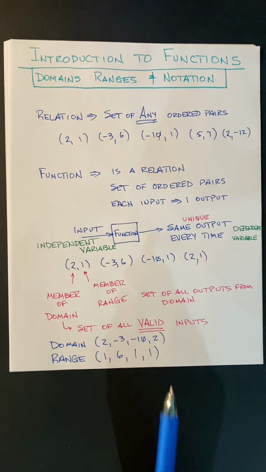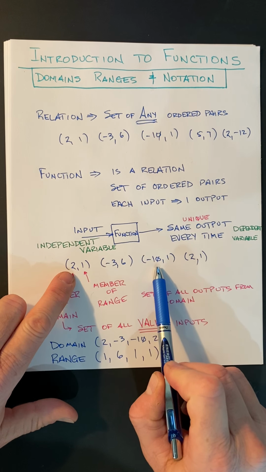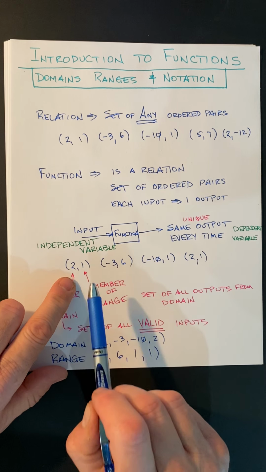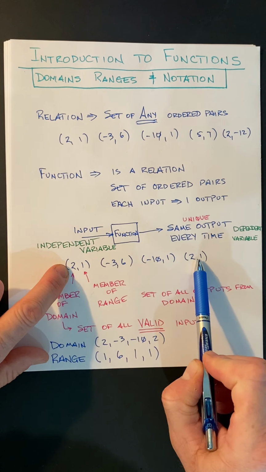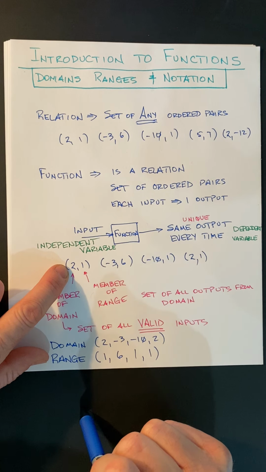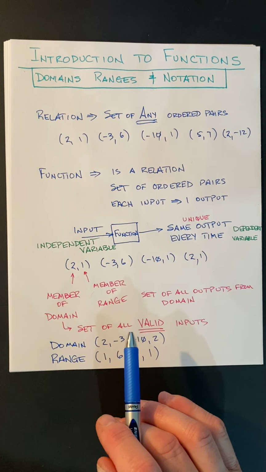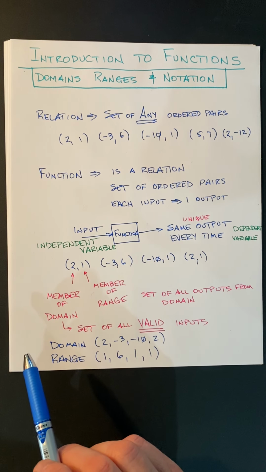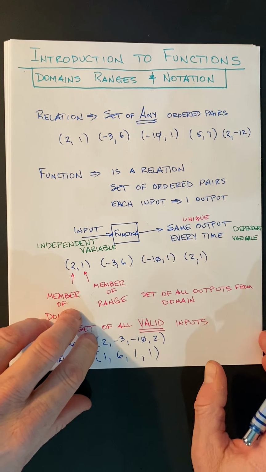Now there's something really important to notice here. I can have 2 different inputs produce the same output. That does not disqualify it. Remember, it boils down to when I have this input, it has to produce the same output every time it occurs, okay? So all of these inputs could have produced 1. That's okay, but they can't produce a different output when I have the same input, okay?